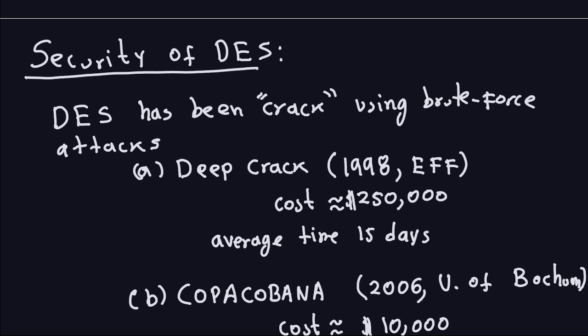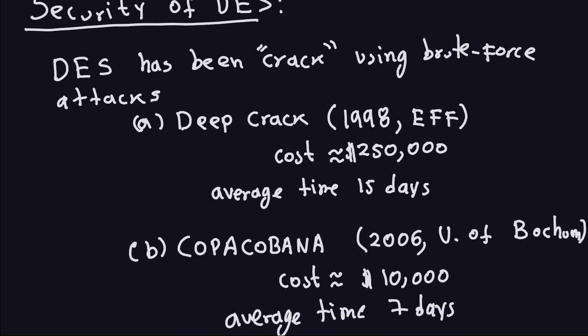Now, remember that one of the weaknesses of DES is that the key space is too little, because the key is 56 bits only. In theory, it's 56. So it's too small. That's why it's vulnerable to brute force attacks.